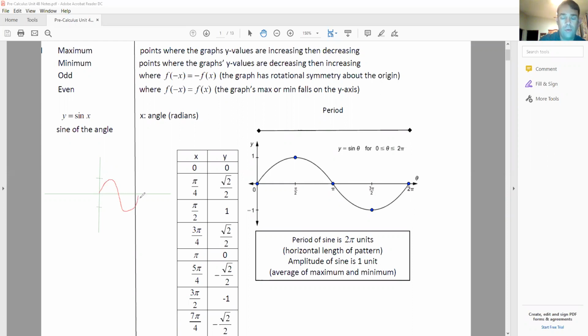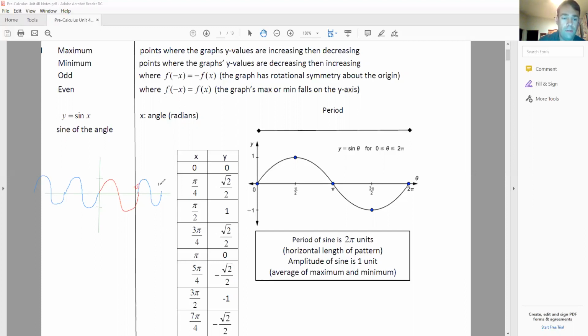Right there, that's where it would be at 2 pi. But since this graph is on a circle, it doesn't change. It would just keep repeating itself over and over again. There's -2 pi right there. This would be a positive 4 pi. It would just keep repeating itself.